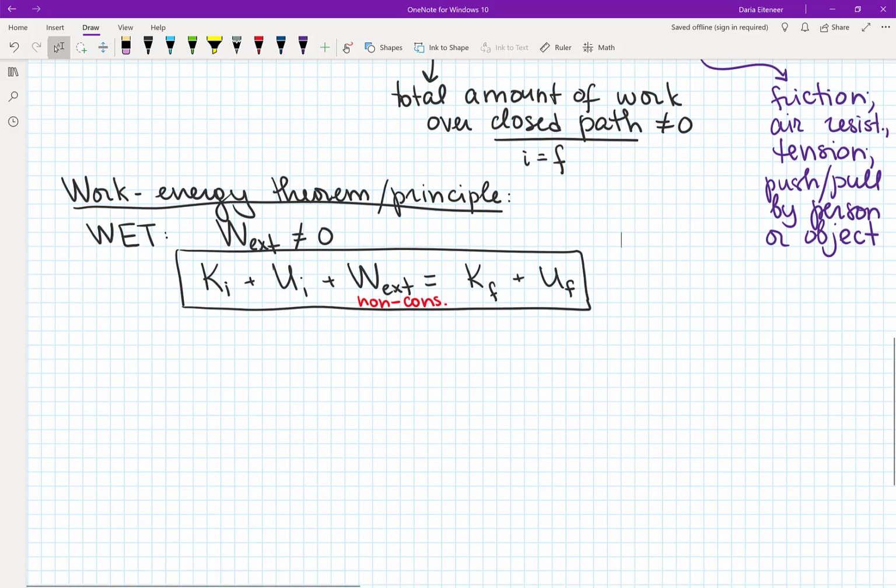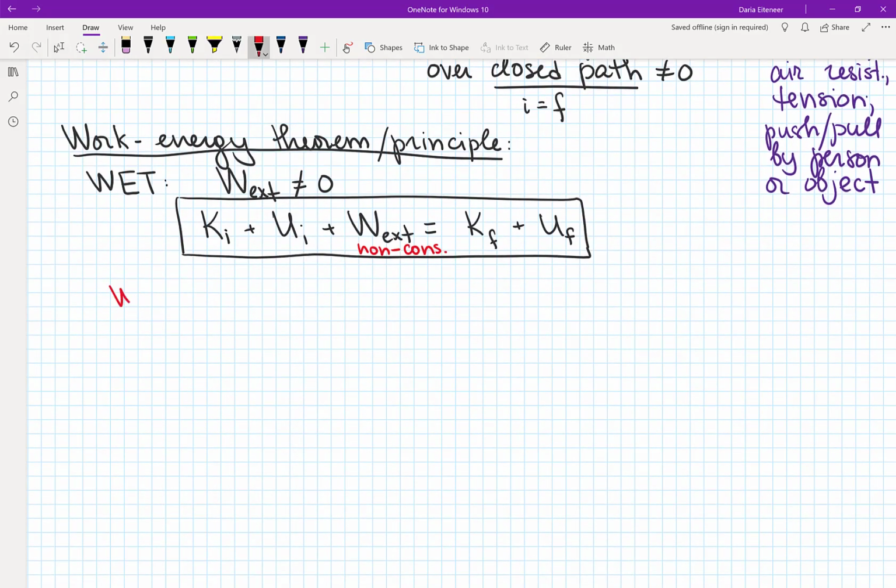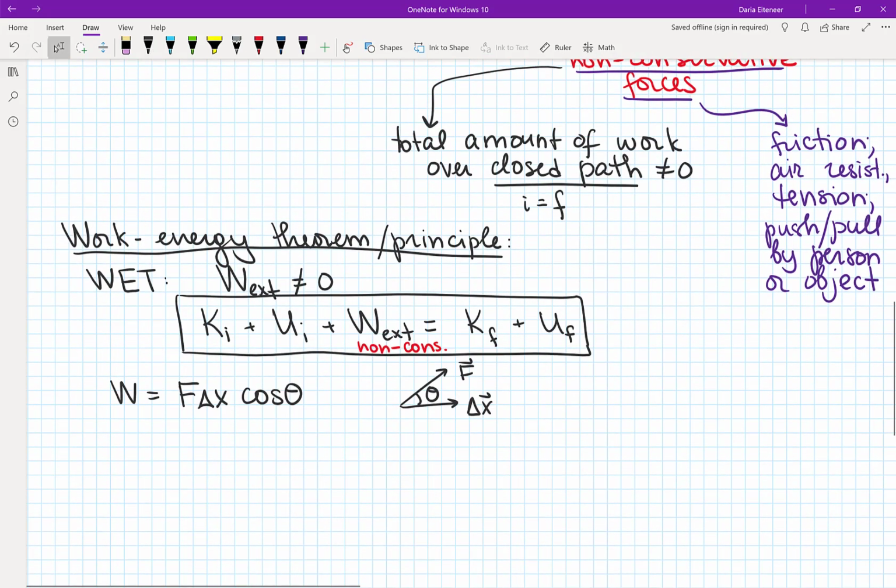How do we find this work? Well, remember, we defined work as force times displacement times cosine theta, right? So that was our definition of work. So if we have a force vector and a displacement vector, and we know the angle between them, we can figure out this external work. And again, remember that what we're doing here is looking at these forces, right? So that's what's going to contribute to this external work.